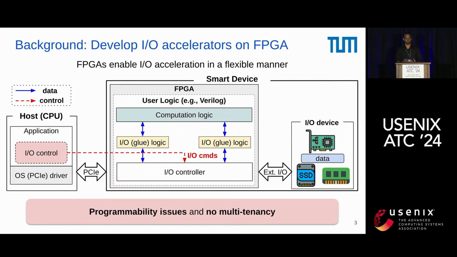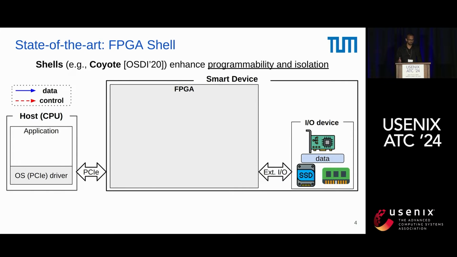However, the problem with this is that the application developer, that is the developer who builds the user logic, must be aware of the low-level interfaces on the FPGA. And additionally, there is no support to run multiple user logics at the same time. So to overcome these issues, FPGA shells such as Coyote have been introduced, which enhance the programmability and isolation when running multiple user logics on the FPGA.